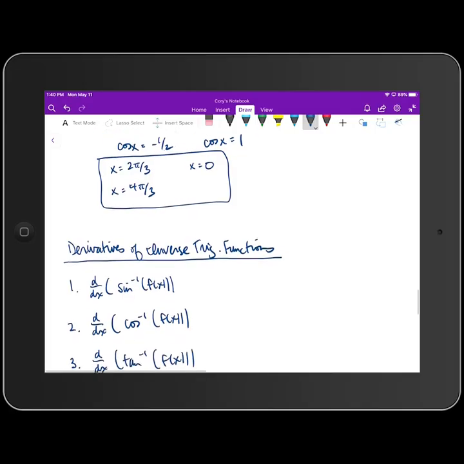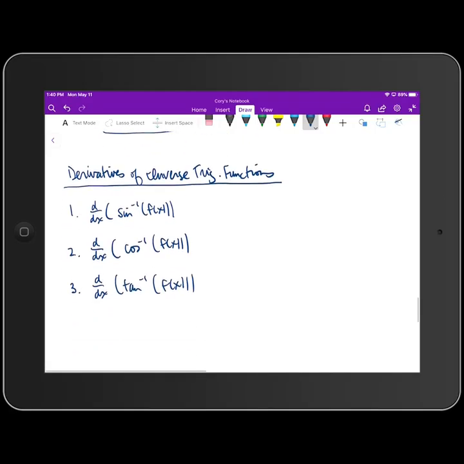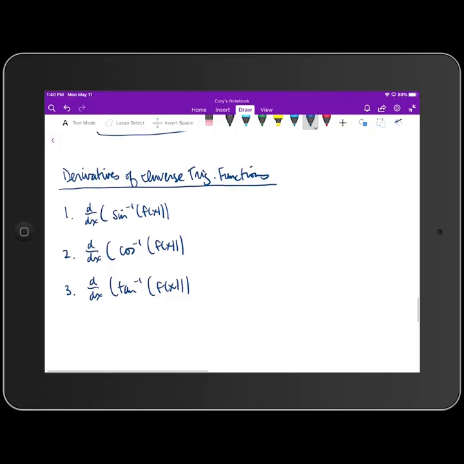Okay, so the last topic for us deals with derivatives of inverse trig functions. And I'm going to show you 2 approaches that you can use to come up with the derivative. The first one, it's your choice whether you choose to memorize this or not. I'll show you the process that you can work through to actually derive these derivatives.